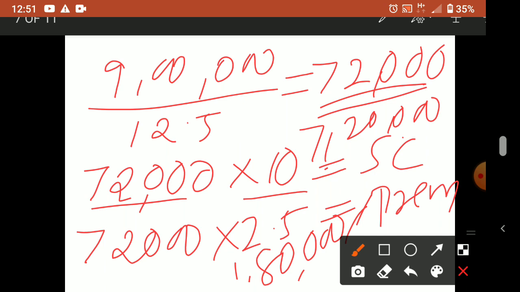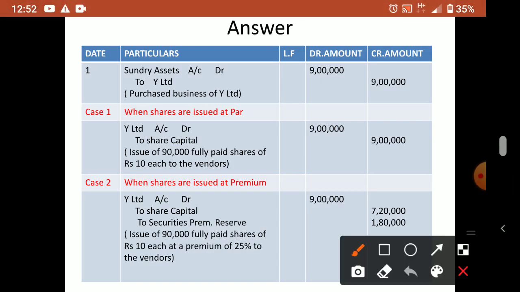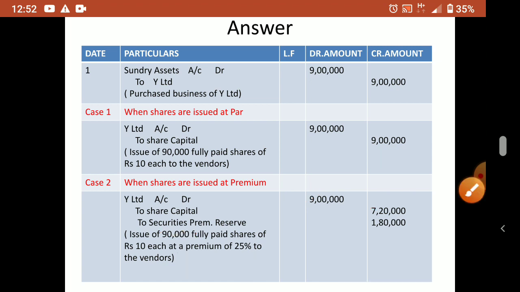Only in the premium case you have to calculate the number of shares issued. Number of shares issued will be amount payable by issue price. Okay, so we'll check the journal entry. You can see here Y Limited 9 lakh, share capital 7 lakh 20, securities premium 1 lakh 80,000. Here, instead of 90,000 shares, you have to write 72,000 shares. This way you have to do.